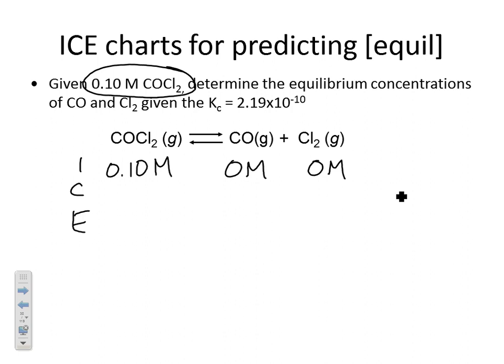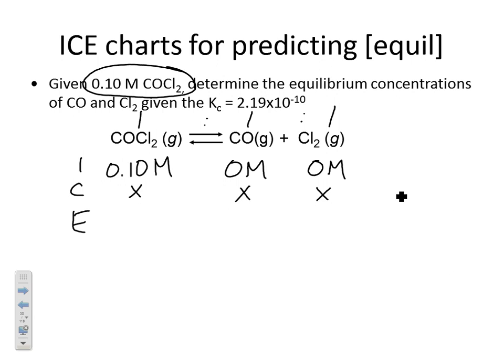I have no other concentration values, but I do have a value of K. I still need to fill this out, so I'm going to think about the change for each of these things. Well, these are in a 1-to-1-to-1 relationship, which means that they're all going to change by the same value. So I'm going to plug in X. I don't know what X is because I don't have any more concentration information, but I do know that because of their ratios, they will change the same amount.